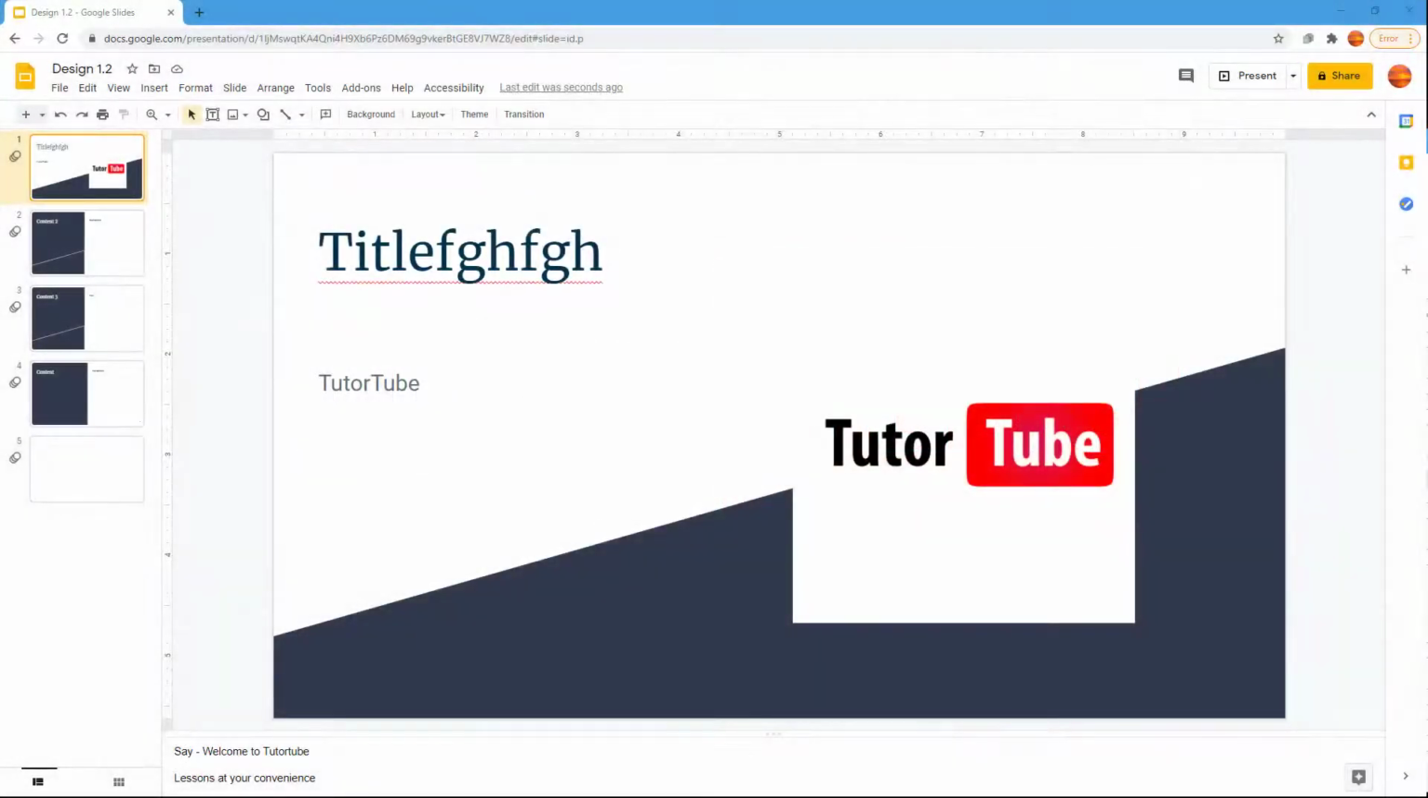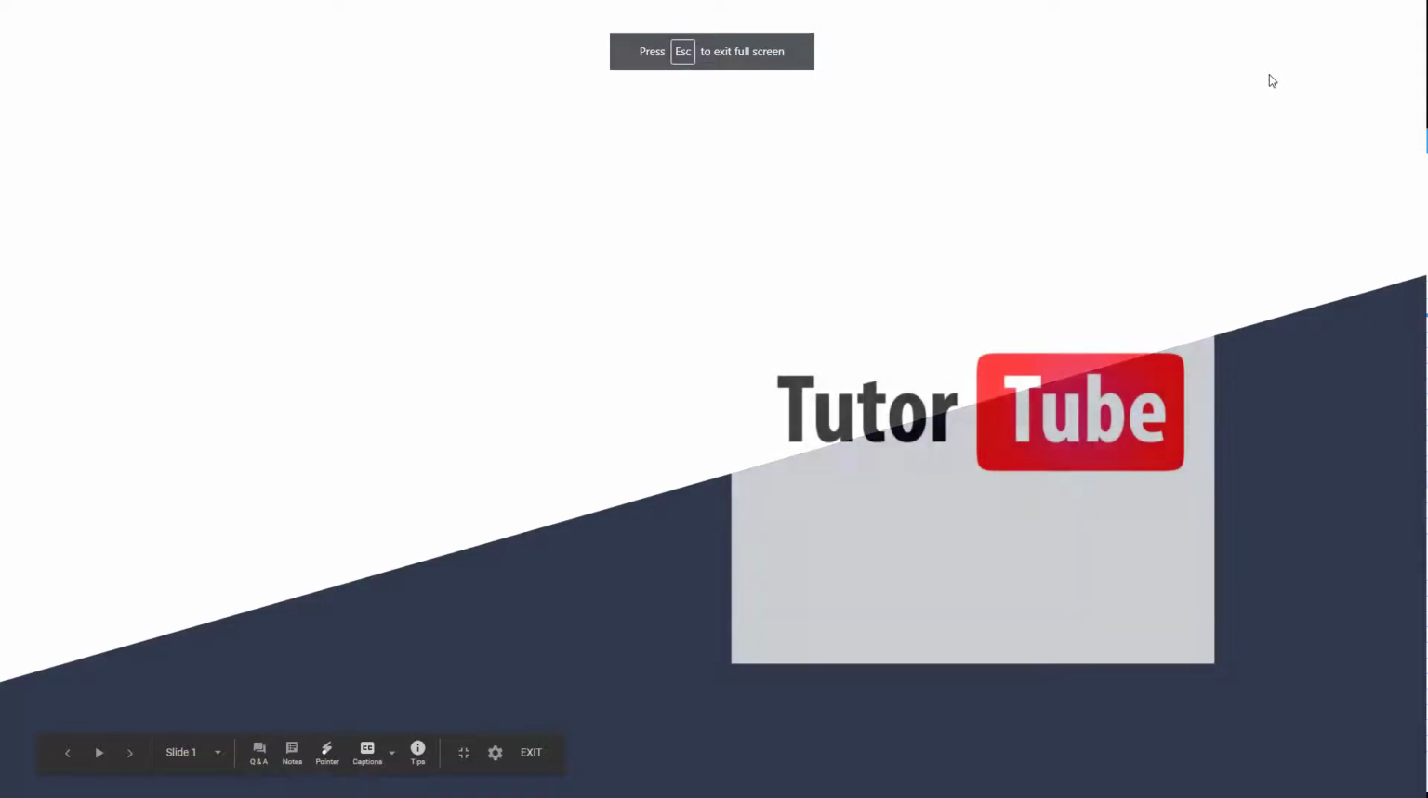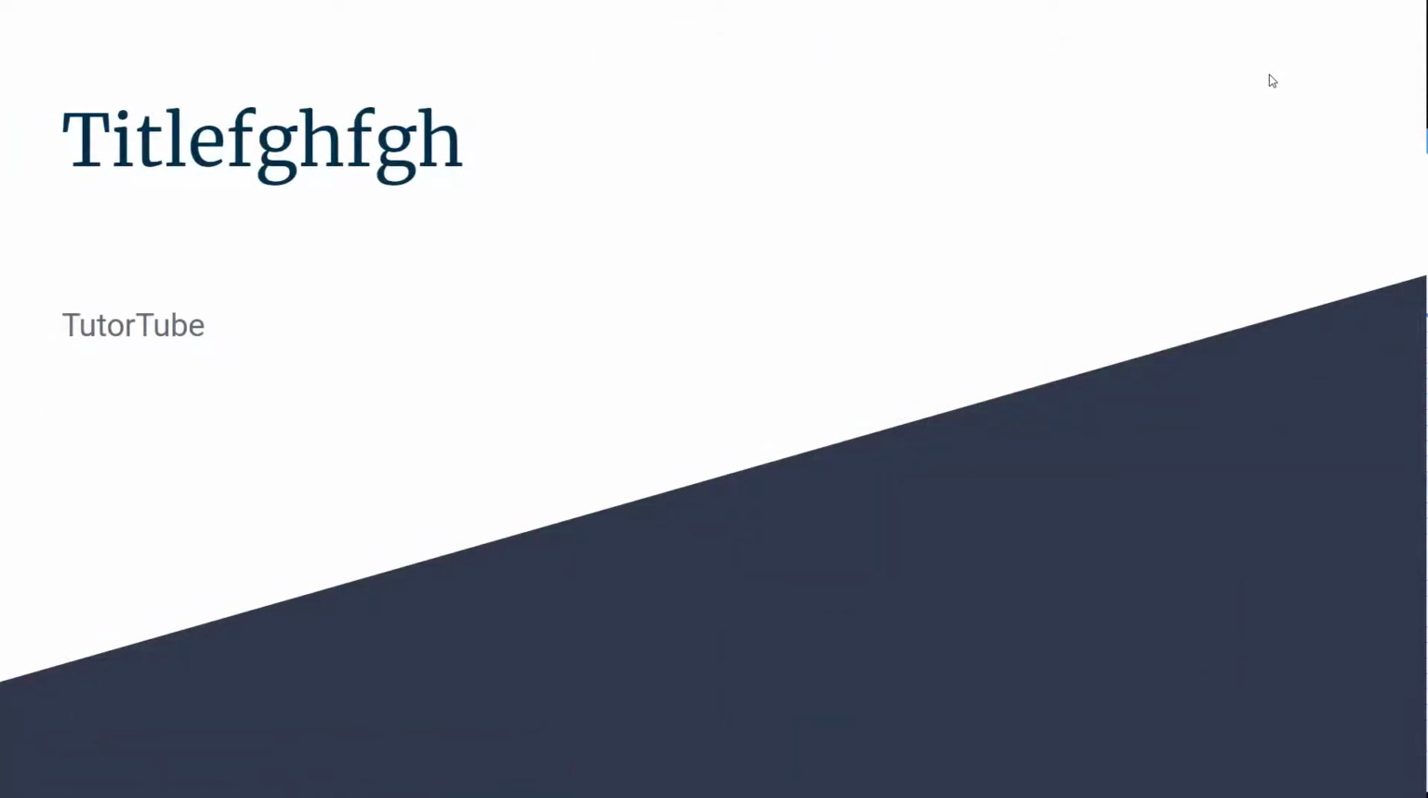Over here you can see that I got a few presentation slides. So if I were to click on present right here, what happens is that I get this, as you can see, and then I have this slide right here. If I were to click right button right here, you can see that content 2 appears.